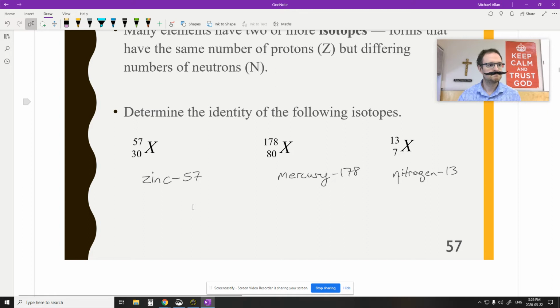There we go. So we're just looking at the bottom numbers. This is the proton count. And then you just look up that proton count and then find out which element it is.